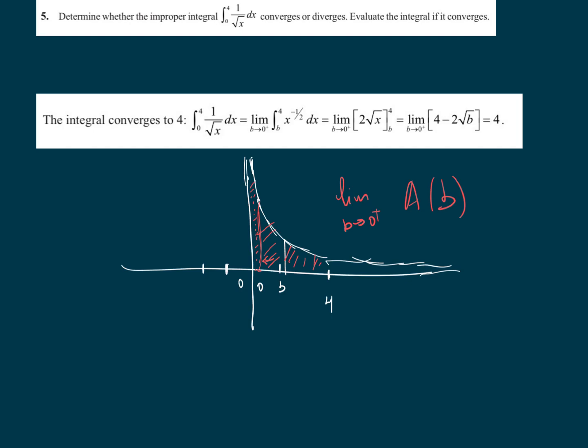So this area that is here in red is a finite area between 0 and 4. And we did the problem. Let's do the next one.